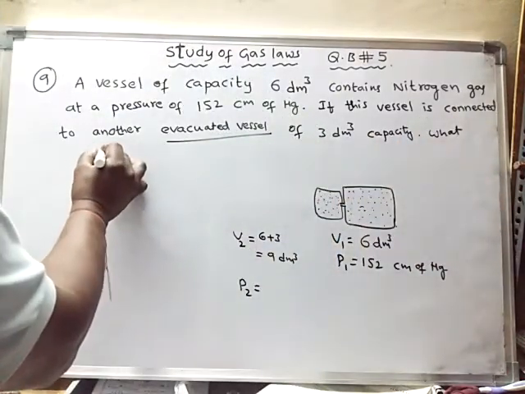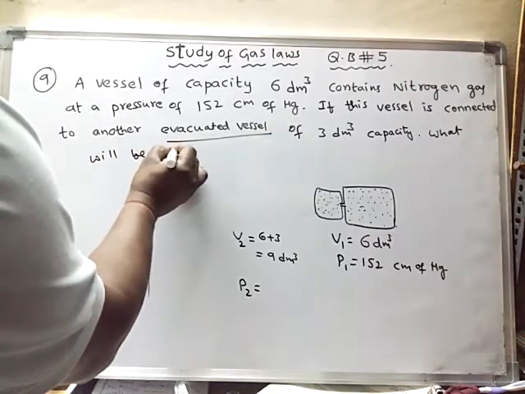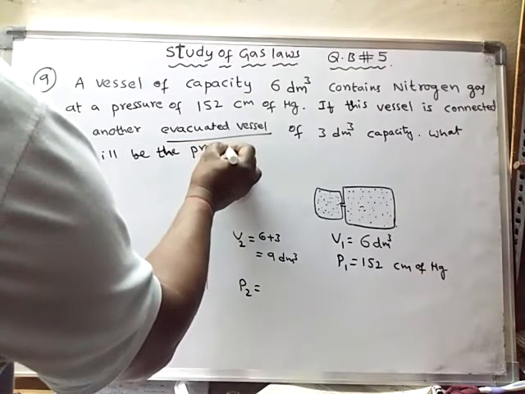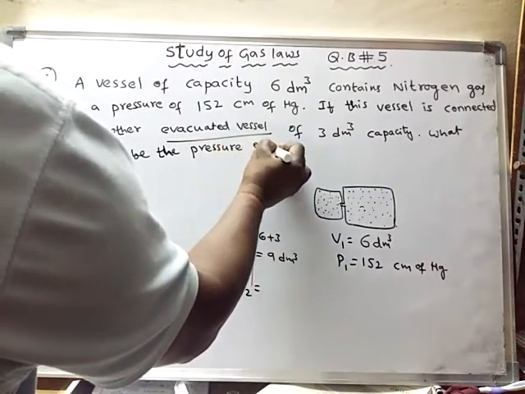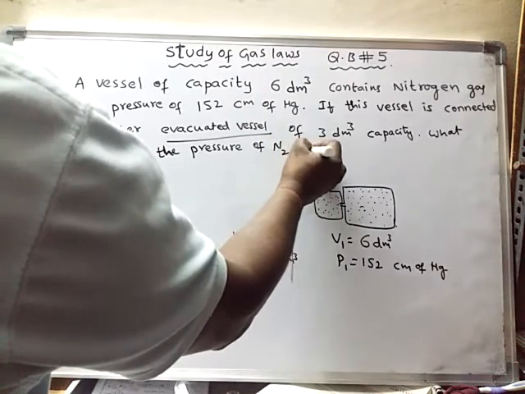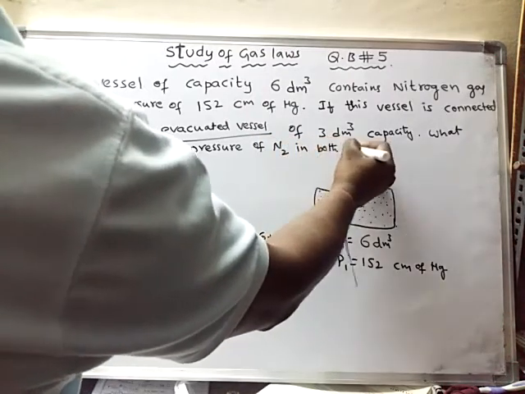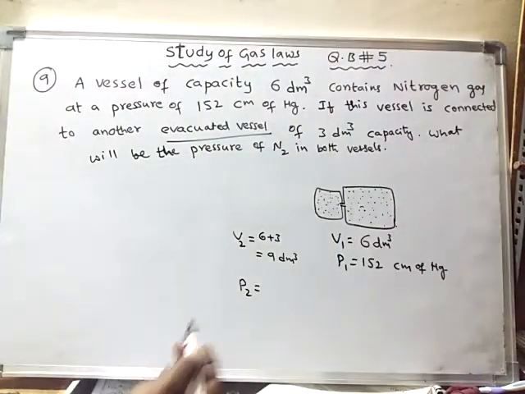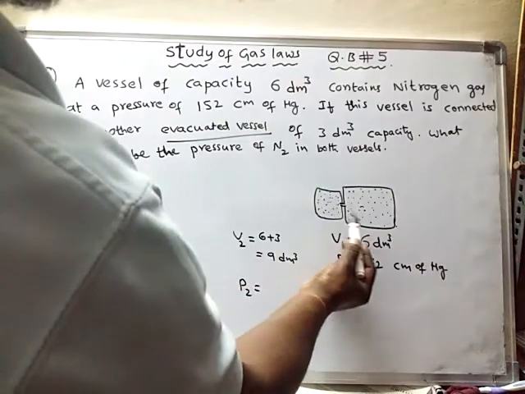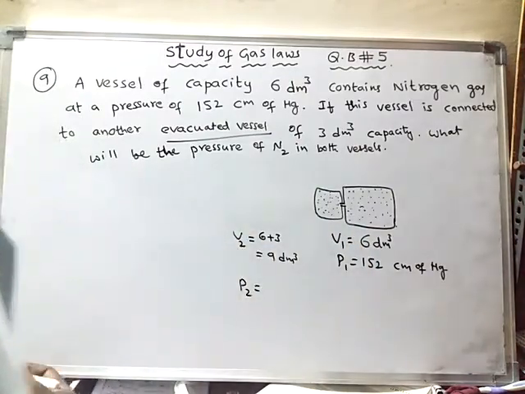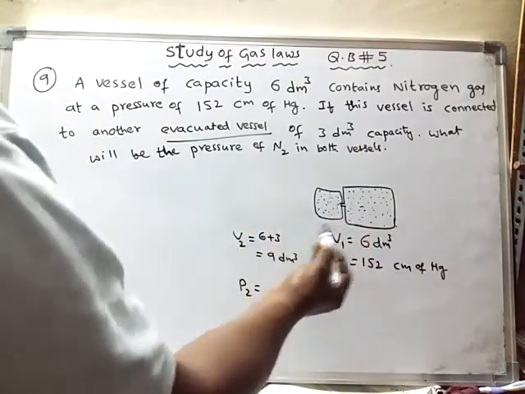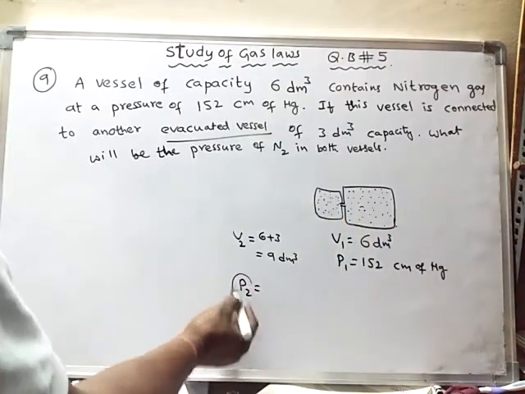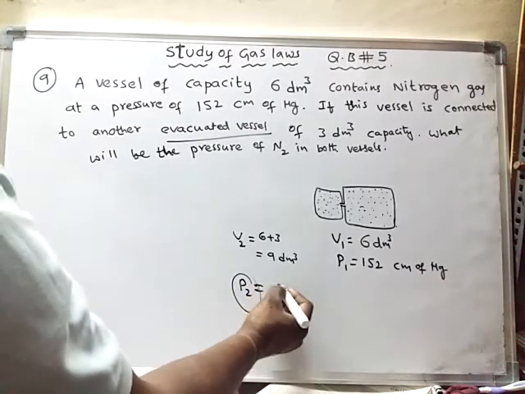What will be the pressure of nitrogen in both vessels? So what is the volume of nitrogen in both vessels? It is 9 decimeter cube. And what is the pressure of nitrogen in both the vessels? We don't know, so let us assume it as P2. So we have to calculate this one.